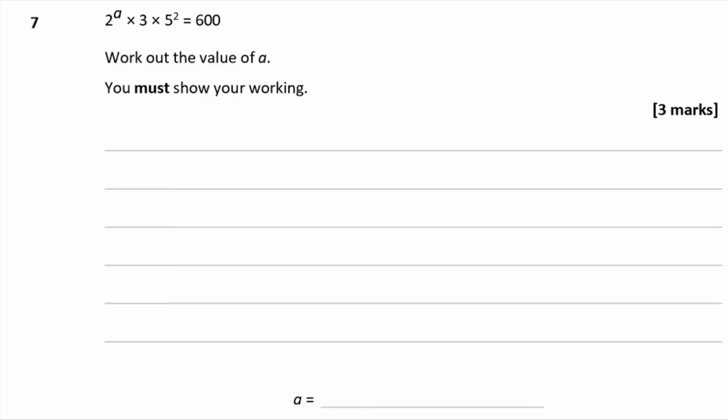So 5 squared is 25, times 3 is 75. So we've got 2 to the power of a times 75 is equal to 600. So I suppose if I divide both sides by 75, then they'll cancel, leaving me with 2 to the power of a. And then 75 into 600, is that 8 times? So 2 to the power of a is 8.